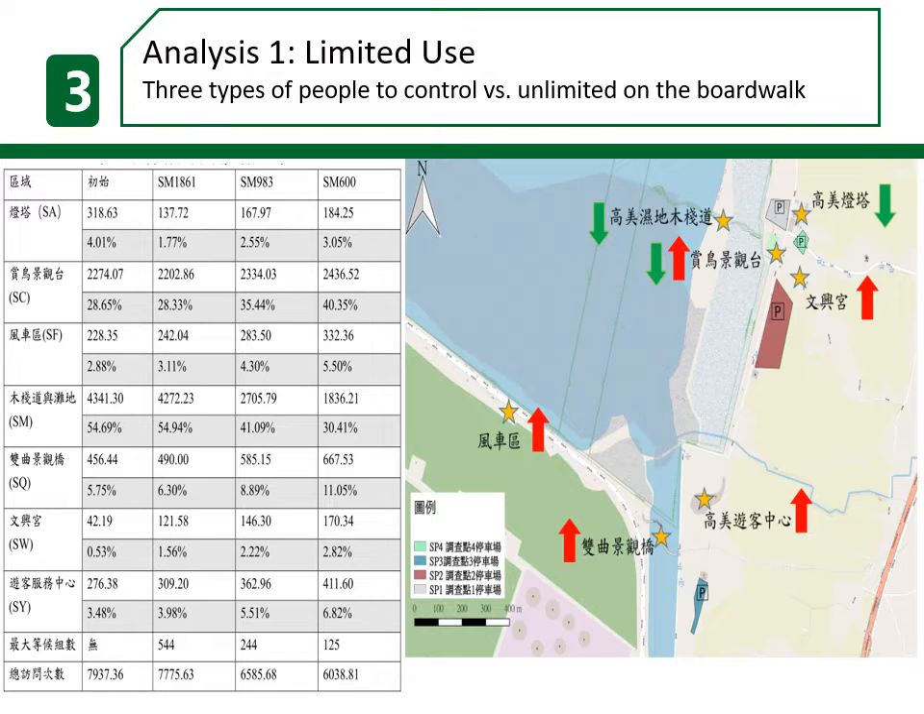That means unlimited control. After comparison, there were 5 places, including the windmill area, the Shuangqu Landscape Bridge, the Wenxin Temple, the Tourist Service Center, and the bird watching platform, that have shown a significant upward trend. It means that controlling the tourist number in the boardwalk can help visitors to spill over to other spots and increase the visiting rate of other spots in the protected area.